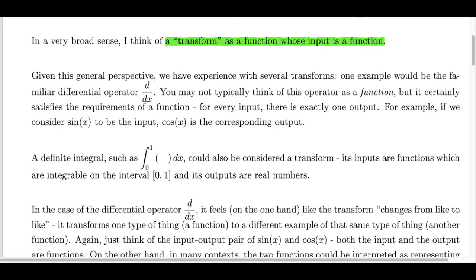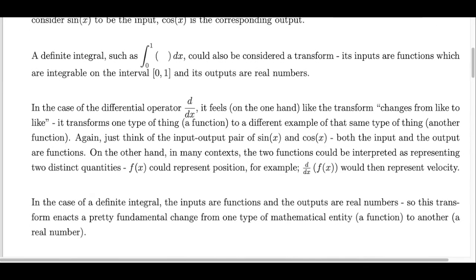From this perspective, there are other operations we're familiar with that could be considered, quote, transforms. I've given two examples here. The differential operator, d/dx, and a definite integral, say from 0 to 1 of some function of x. If you think about it, both operations act on a function. So you could think of that as the input, in which case these operations would be functions whose inputs are functions.